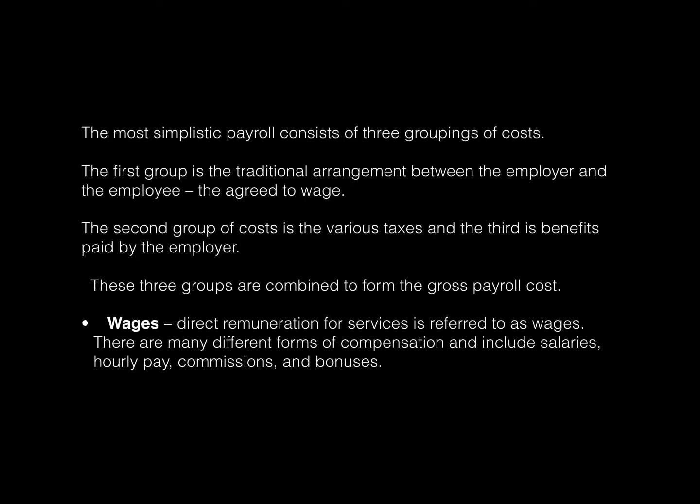The most simplistic payroll consists of three groupings of costs. First group is the traditional arrangement between the employer and employee, the agreed to wage. The second group of cost is the various taxes, and the third is benefits paid by the employer. These three groups are combined to form the gross payroll cost.